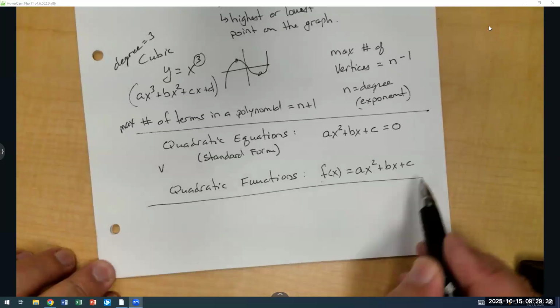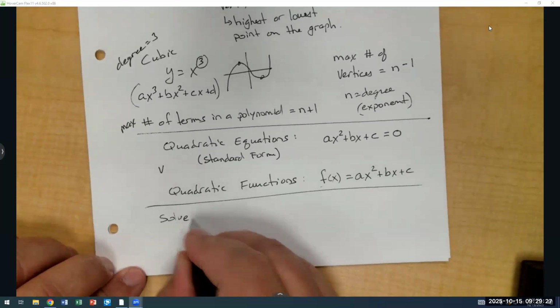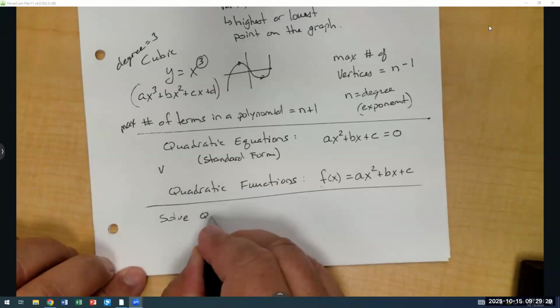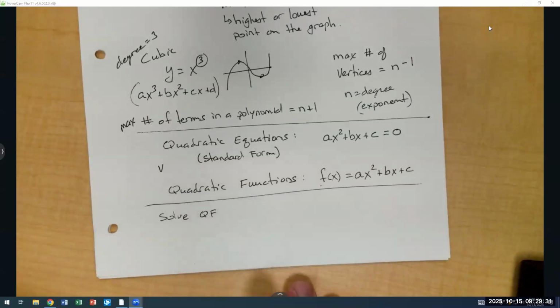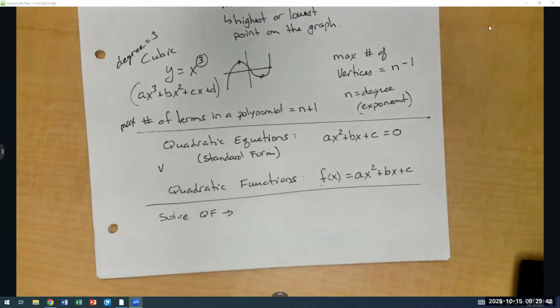So when we solve these, when you solve quadratic functions, try to use abbreviations as much as you can to save time taking notes. When you solve them, what are you looking for?